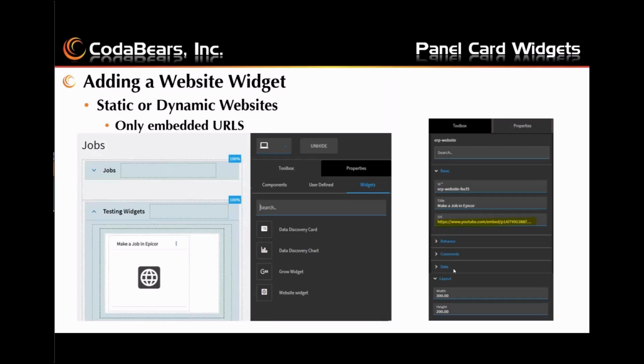The thing here is that you can only use embedded URLs, because these allow the website to be shown in that iframe, since it's embedded into a different format. It's not just a regular URL. Those are the only ones that you can use in the widgets. You can't just grab a regular URL off of Google and put that in. There's usually a few places where you can find the embedded URL itself.